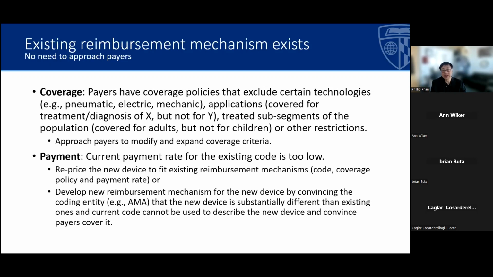So you might have coverage, you have a code, it meets all the standards that are required, but you know what, they're covering too low, right? The coverage is too low for you actually to make money. So what are your options? First, you can reprice the new device, right?